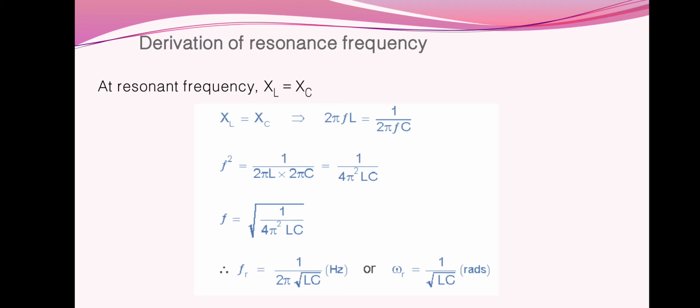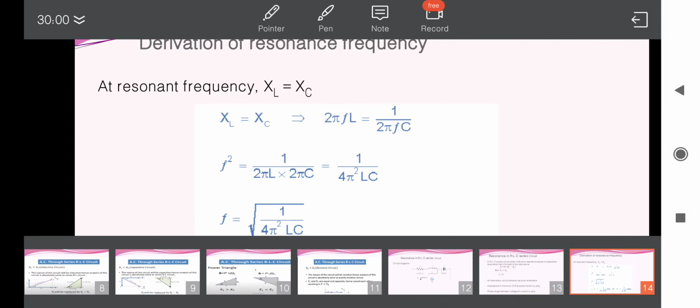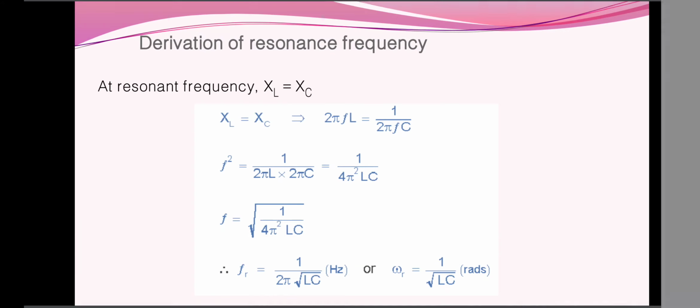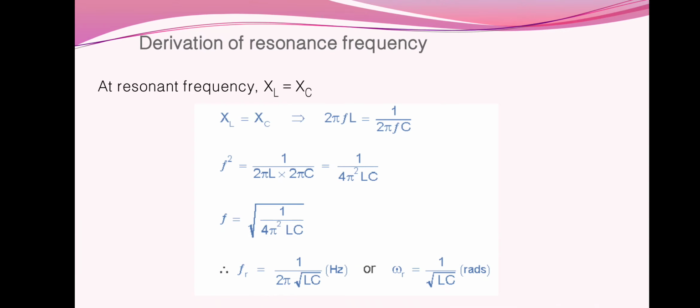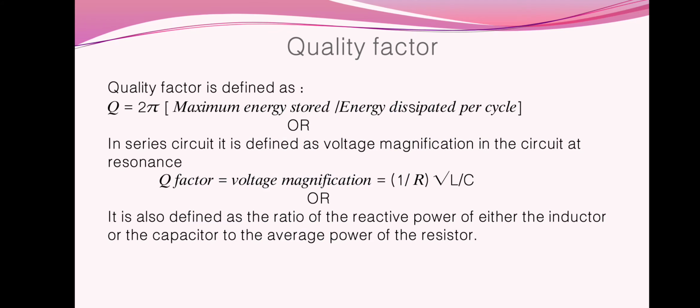So we can write here omega R also, that is one upon square root LC. Quality factor. Next, quality factor is defined as Q equal to maximum energy stored in inductor to the energy stored per cycle.